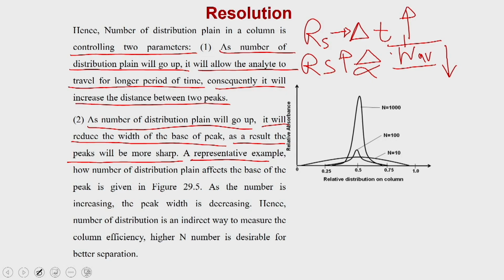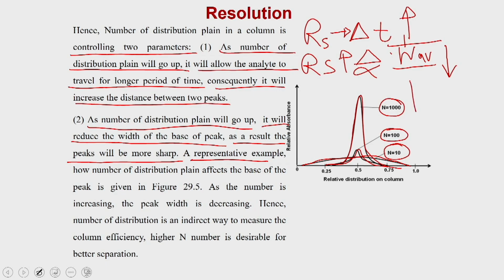Okay. So, now you can see in this figure, when you have the number of distribution planes at 10, you are not going to get a peak. In fact, you are going to get a flat peak or flat plateau actually. If you increase the number to N equal to 100, you are going to see a peak which has a very big base. But if you increase N to 1000, you will see a decent peak with a narrow base.